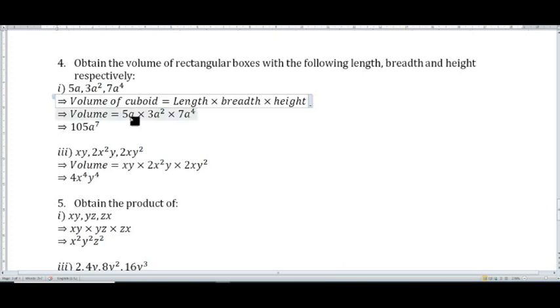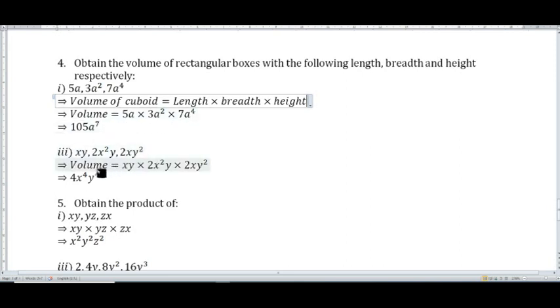That means we have to multiply the numerical coefficient of each monomial, that is 5, 3 and 7. So 5 3s are 15, 15 7s are 105. So 105. How many a are there? 1 here, 2, 3, 4, 5, 6, 7. Yeah, a to the power 7 will be there altogether.